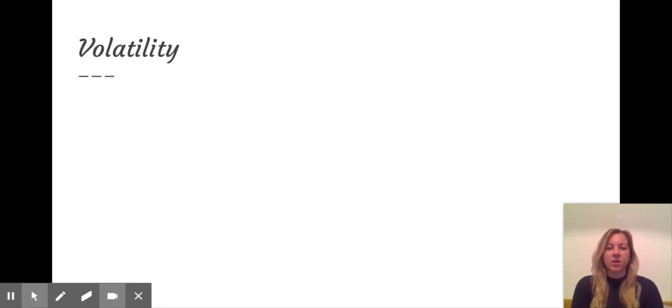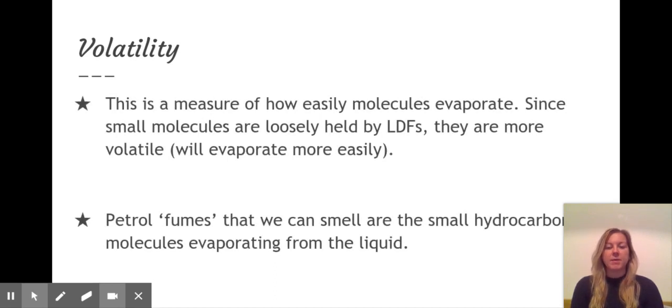The next kind of thing that we haven't really discussed before is volatility. This is a measure of how easily things can evaporate.